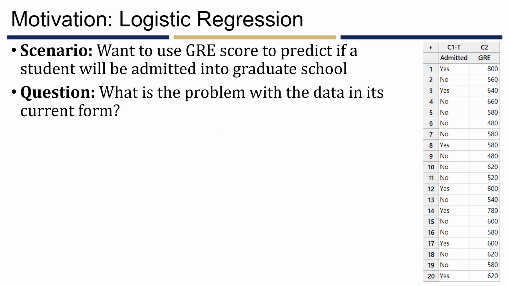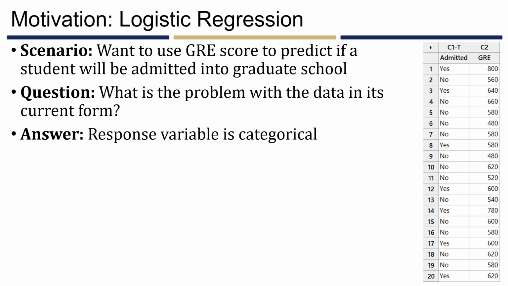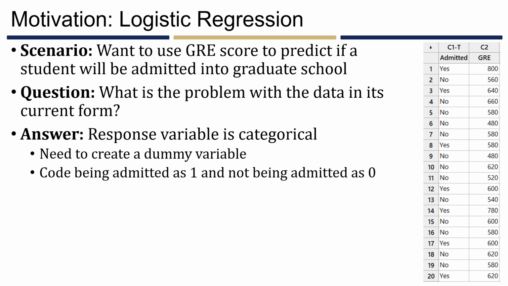Now consider this scenario. We want to use a student's GRE score to predict if that student will be admitted into graduate school. Taking a look at the data over on the right, we have whether or not the student was admitted in column C1, and their corresponding GRE score in column C2. The problem with the data in its current form is that our response variable is categorical. What we need to do is create a dummy variable. So let's code the student being admitted into graduate school as 1, and the student not being admitted as 0. What this allows us to do is now have two quantitative variables that we're comparing.